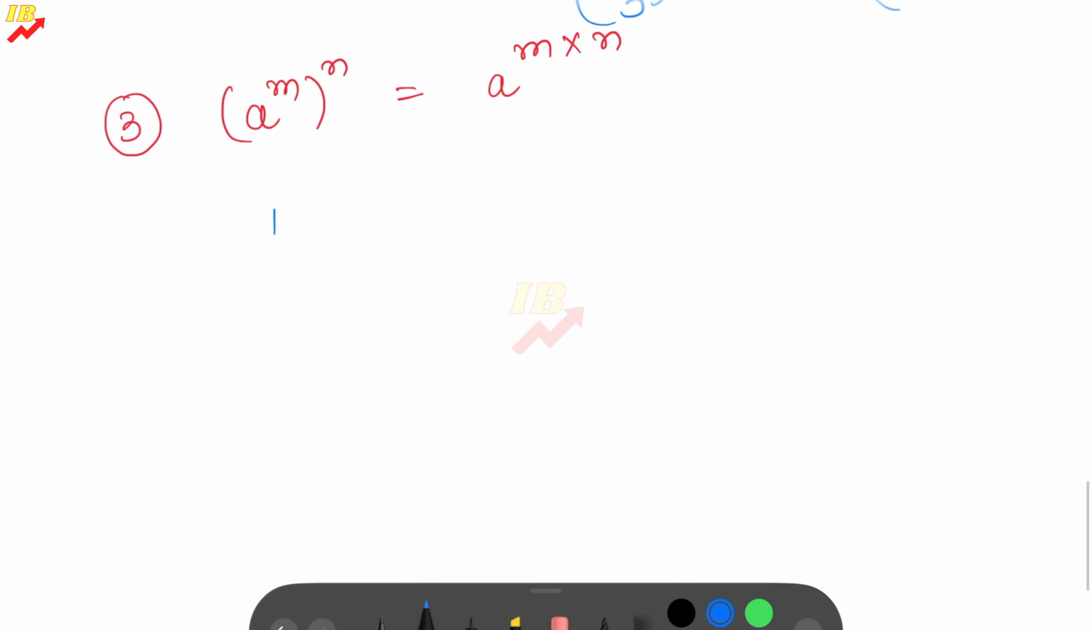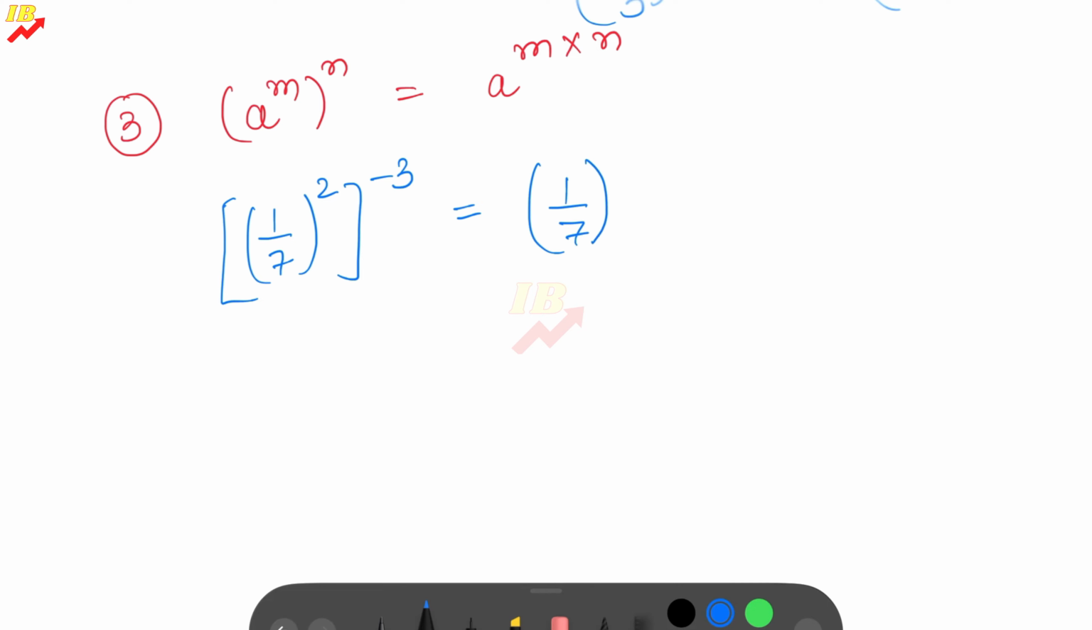If I'm writing 1 over 7 to the power 2, and after that one more power is negative 3. Okay, so I'm writing 1 over 7 to the whole power 2 times negative 3. See, the plus and the minus powers are never going to matter in this case because we are following certain laws which are based on the in-between signs. So that means it is 1 over 7 to the power negative 6. You can leave your answer here. I'll later on tell you how to make the positive indices or the negative indices. That is going to be after a few laws, we'll learn about this as well.